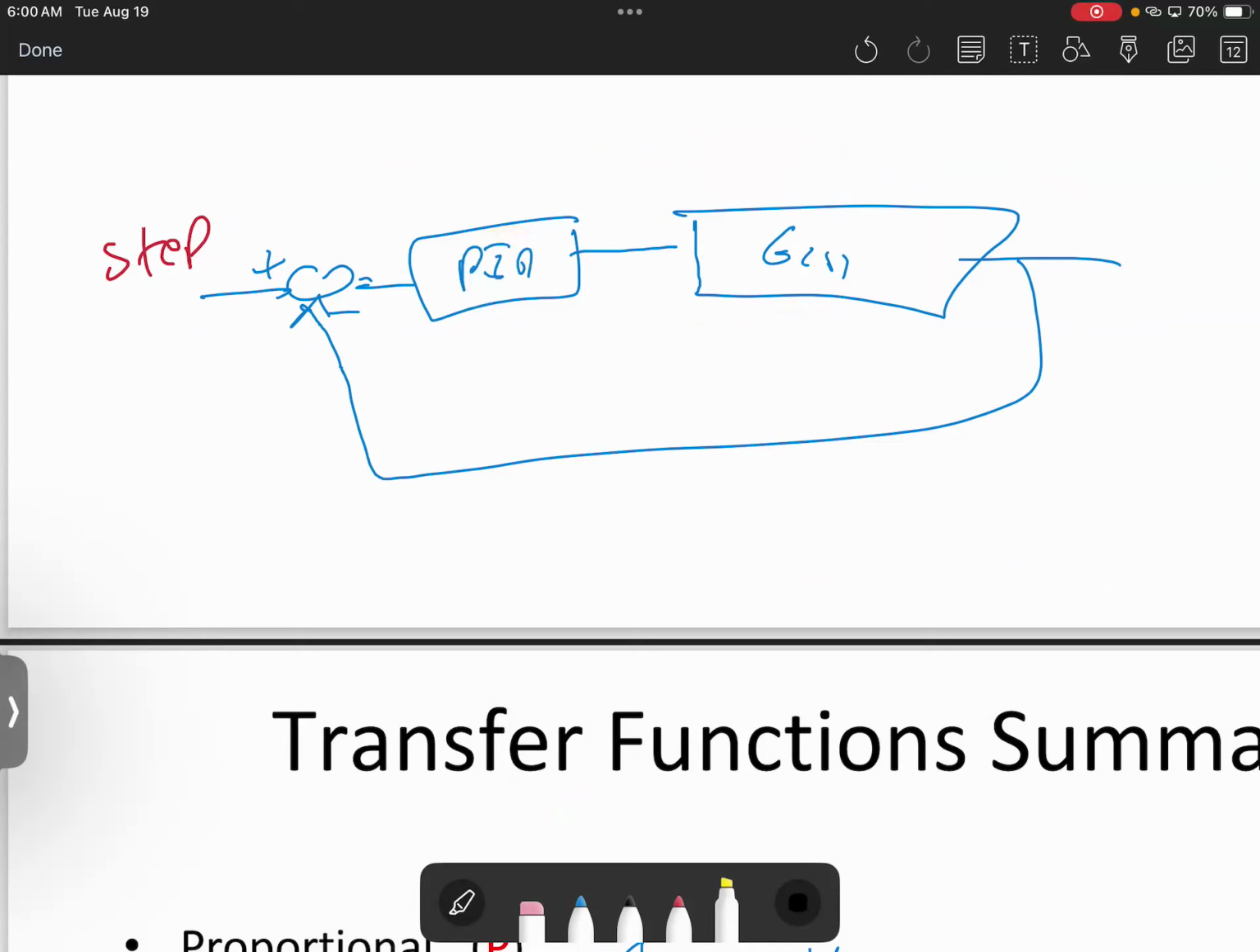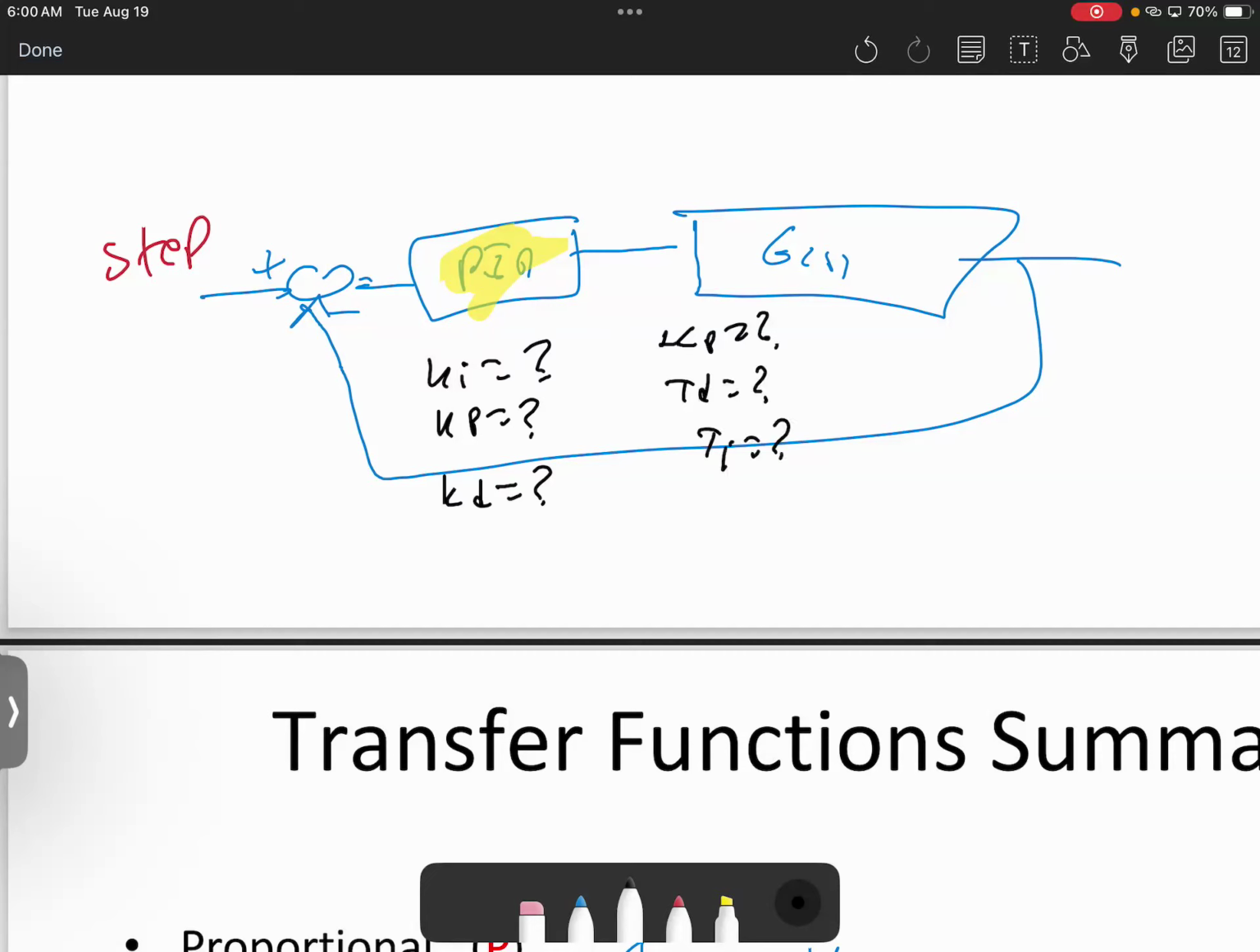What's the value of KI? What's the value of KP? What's the value of KD? Or what's the value of KP in the representation TD, TI? What are those values? How can we determine them? This is something we call PID controller design, which is how to design the parameters.